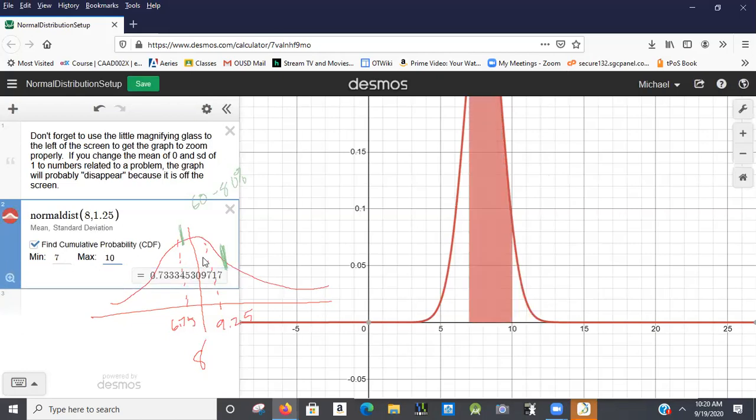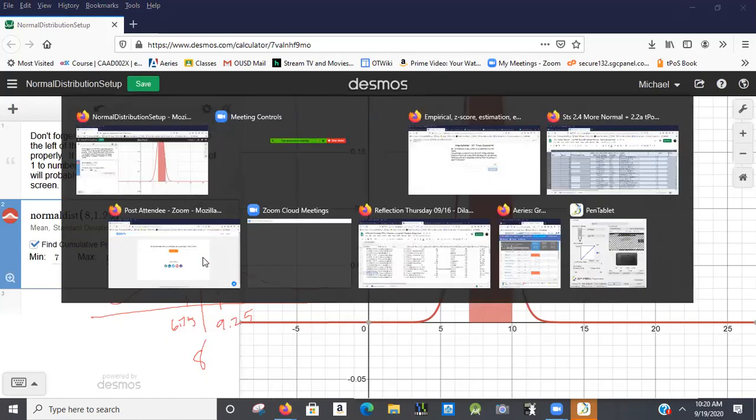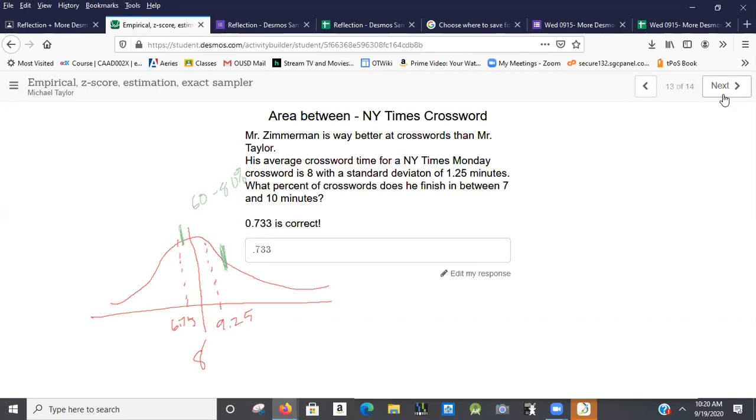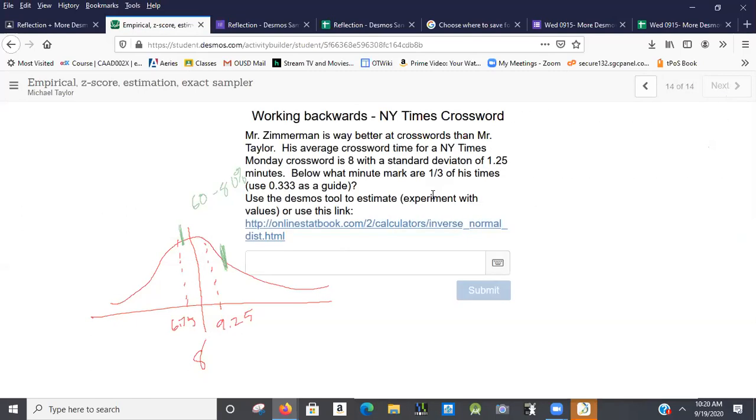Okay, 0.733. What was the numbers? 7 and 10. 0.733. Let's see if that checks. Yay! Ooh, I was nervous there. I was like, this is going to be bad. I went all this way and then screwed up the last one.